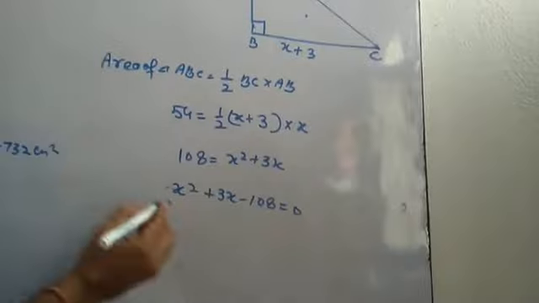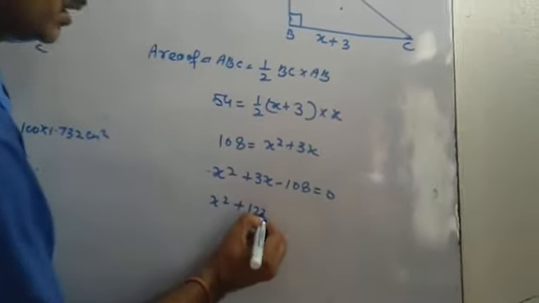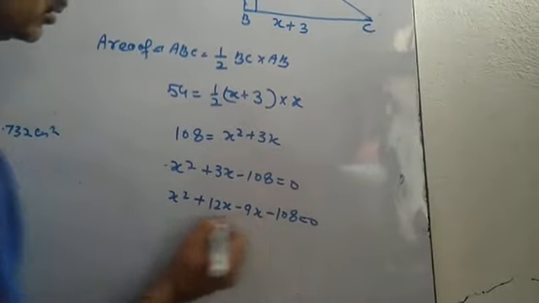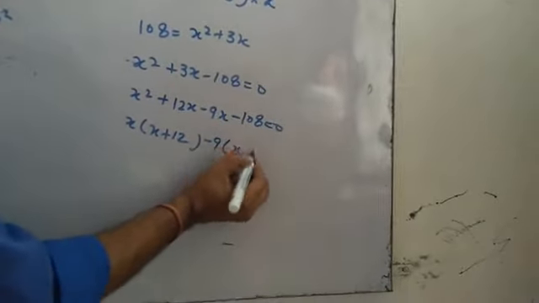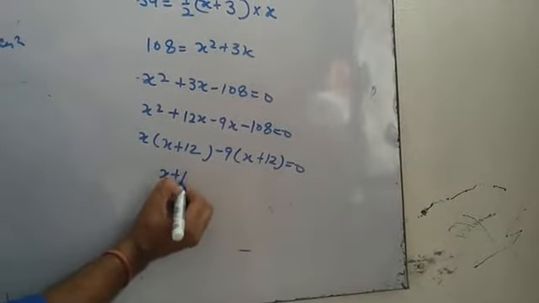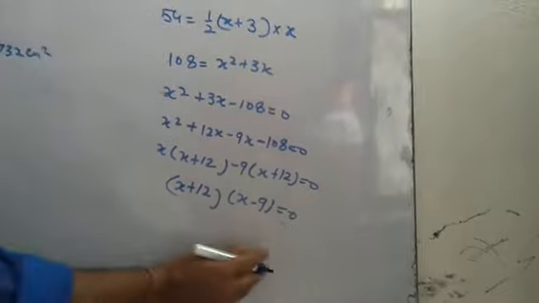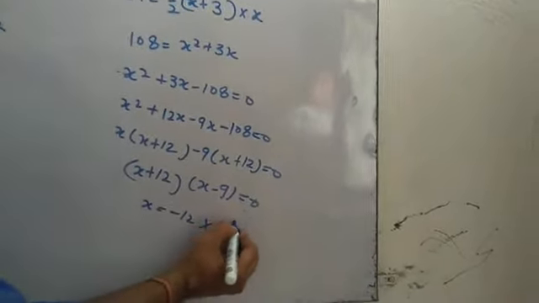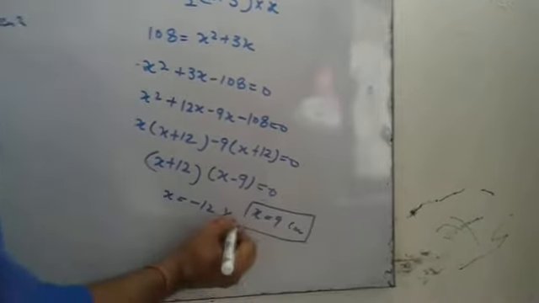x square plus 12x minus 9x minus 108 equal to 0. x into x plus 12 minus 9 into x plus 12 equal to 0. x plus 12 and x minus 9 equal to 0. After factorization, x equal to minus 12 is invalid. x equal to 9 centimeter.